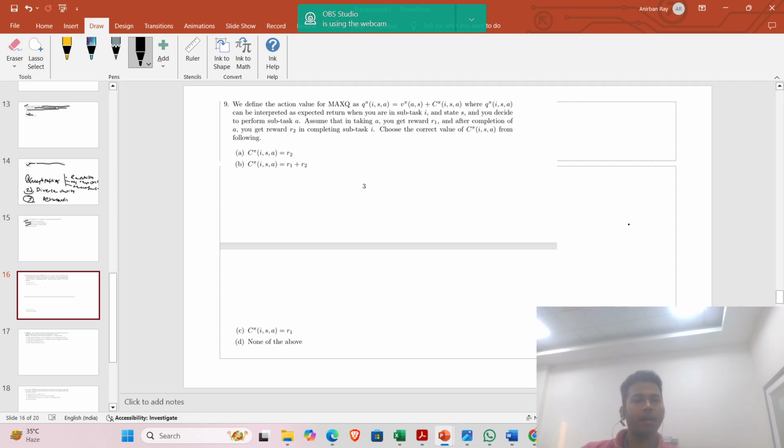We define the action value for MAXQ as this. We have seen that before as well, where Q(i, s, a) can be interpreted as the expected return when you are in subtask i and state s and decide to perform subtask a. Assume that in taking a you get reward R1, and after completion of a you get reward R2 in completing subtask i. What is the current value of C pi(i, s, a) from the following?